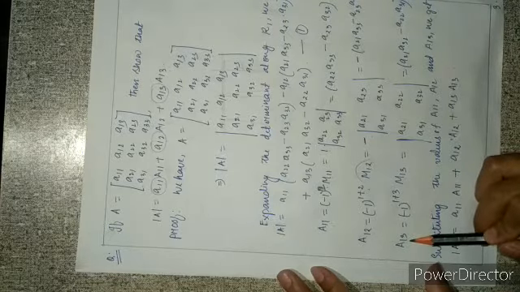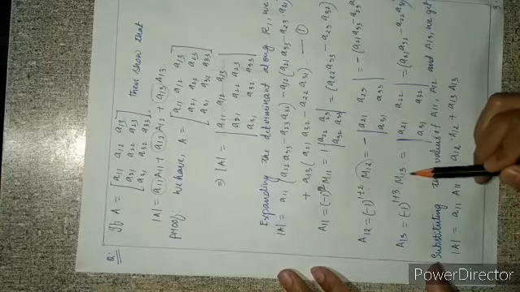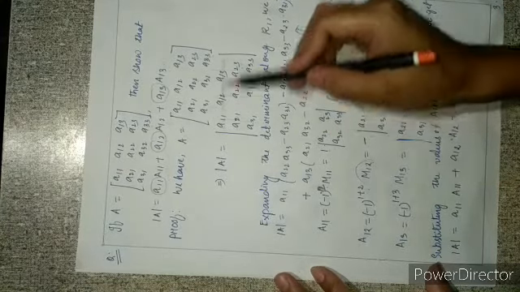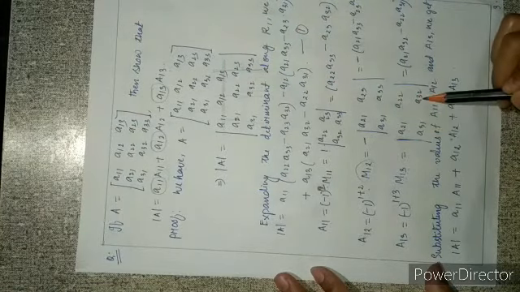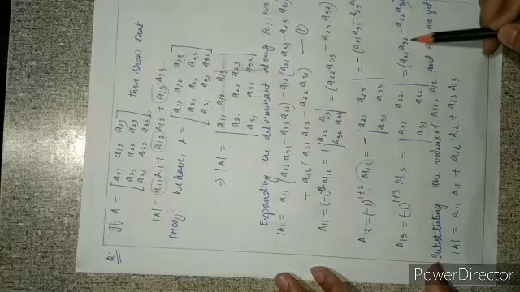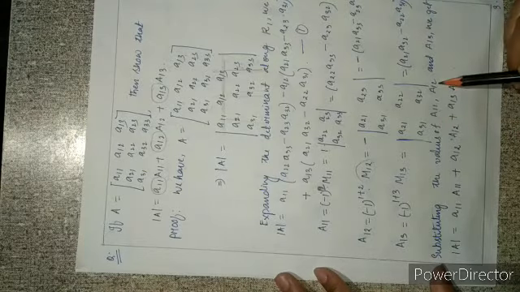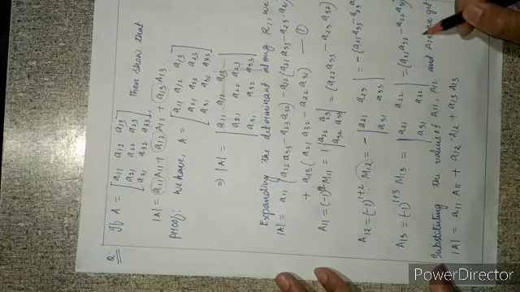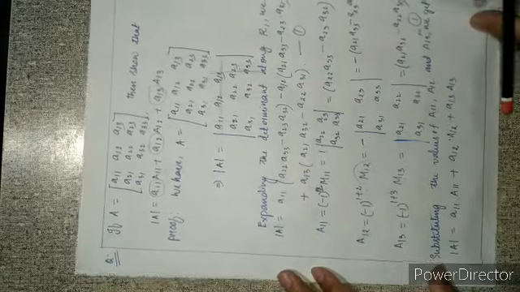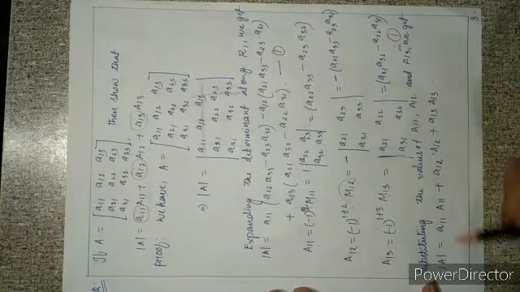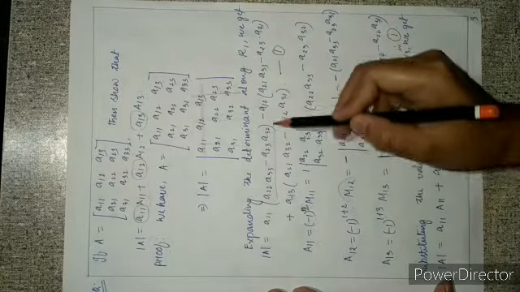Then write cofactor A13: minus 1 to the power 1 plus 3 multiplied by minor M13. First row and third column deleted, the elements are a21, a22, a31 and a32. By expanding, we get a21 a32 minus a22 a31. Then substituting the values of A11, A12, A13 in equation number 1, we get determinant of A is equal to a11 into this expression.